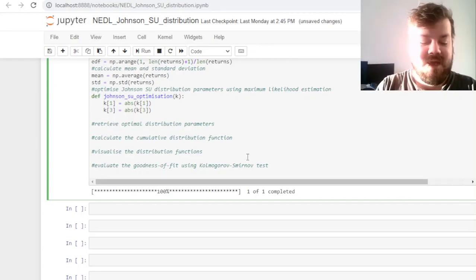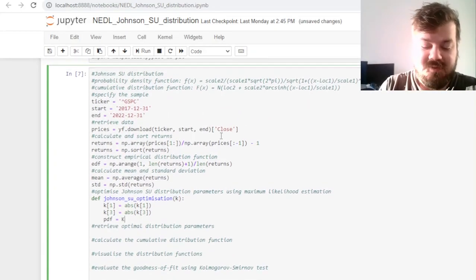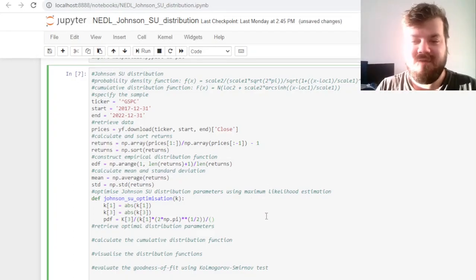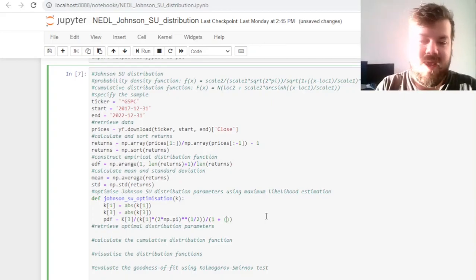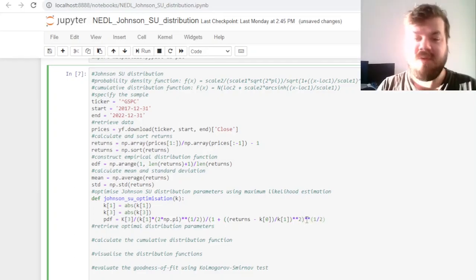So we can calculate it as our probability density function and do as follows. We have got our scale 2 at the top, so that's k3. We've got scale 1 in the denominator, so it's k1. We multiply it by the square root of 2 pi, so that would be 2 times numpy pi to the power of a half. That calculates the first denominator here, but we'll need to further divide it by the square root, so we'll raise it to the power of a half at the end, of 1 plus the scaled x, so the scaled returns, so returns minus the first location parameter, which is k0, divided by the first scale parameter, which is k1. This expression, scaled x, is squared, and then we take the square root of 1 plus this expression.